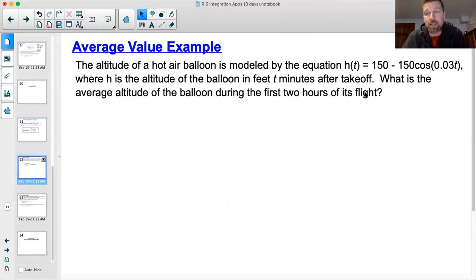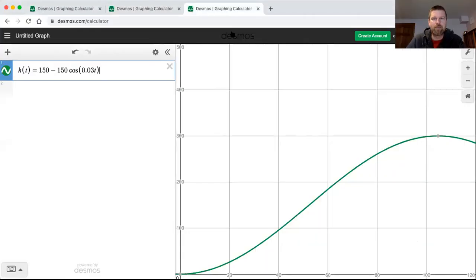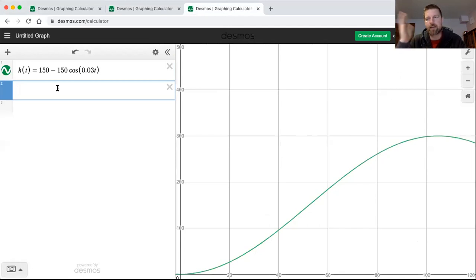Again, this year's AP exam is calculator allowed entirely, so why not make use of a calculator? Here we go. I've put that same equation for height right here. It was asking for average value, so I know average value is the integral over the period divided by b minus a, right? So I just need to calculate that fraction.